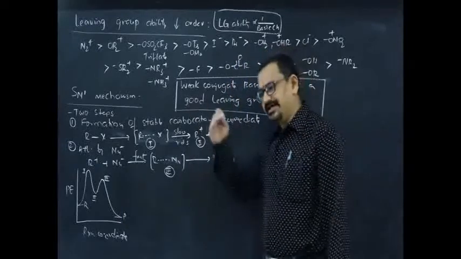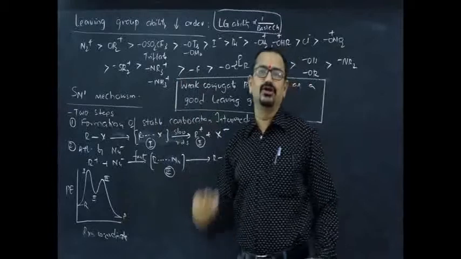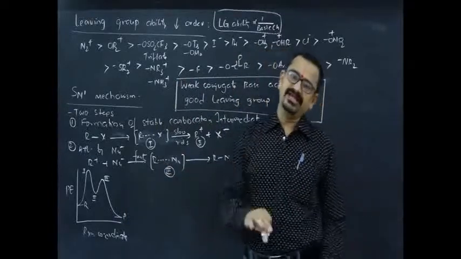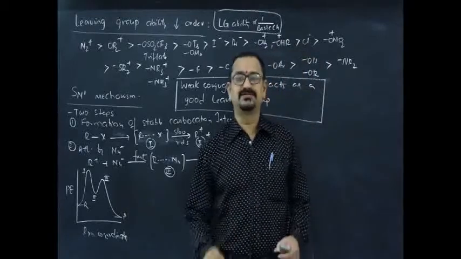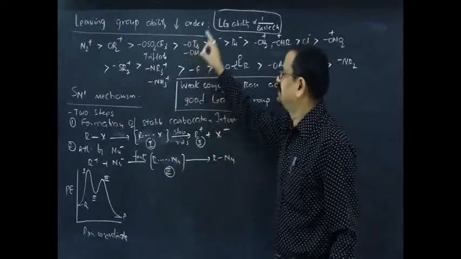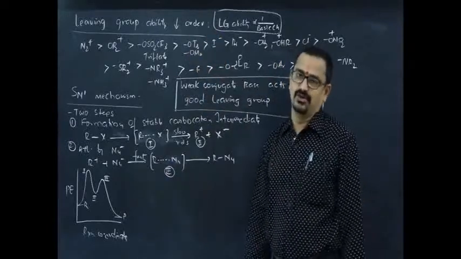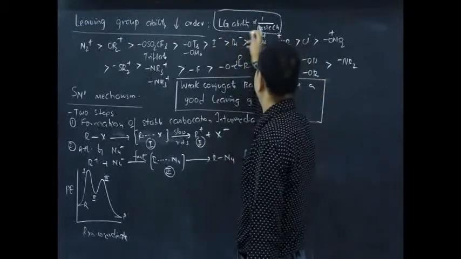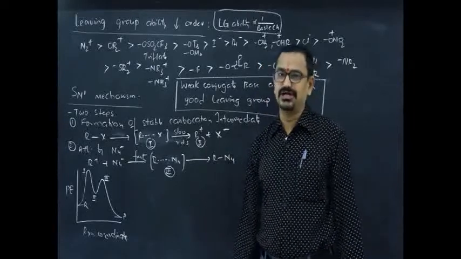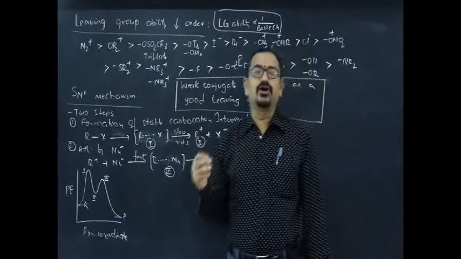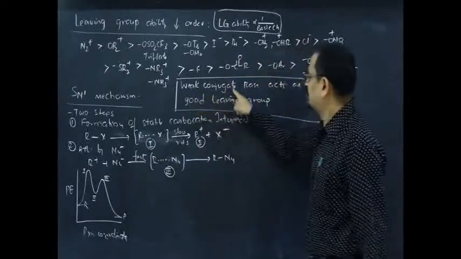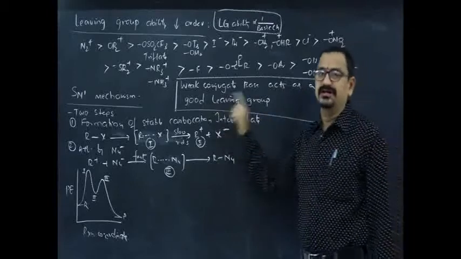Now, that halogen should be replaced by another nucleophile, for which halogen should be a good leaving group. Not only for this compound, for any such nucleophilic substitution reactions, the leaving group concept is very important. It plays a major role. So, leaving group ability is inversely proportional to basic character. Weak conjugate base acts as a good leaving group. That's the line.